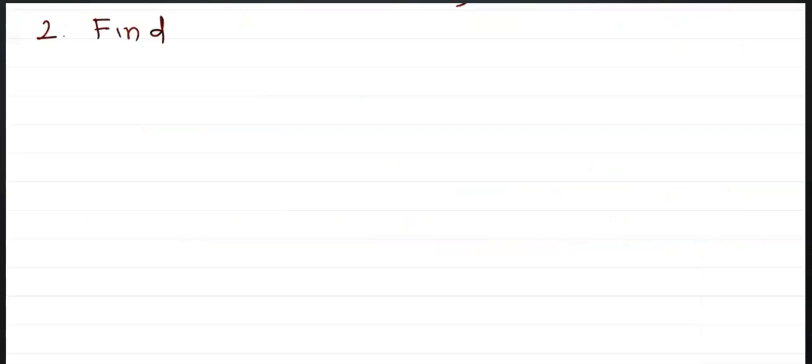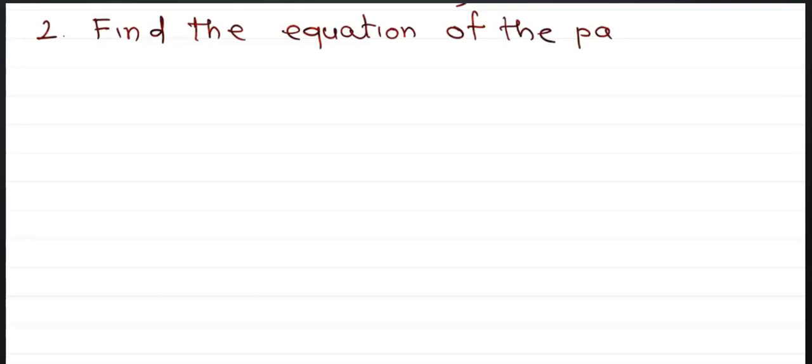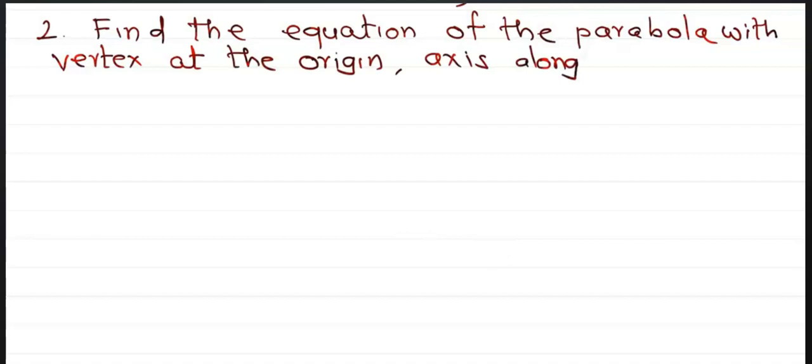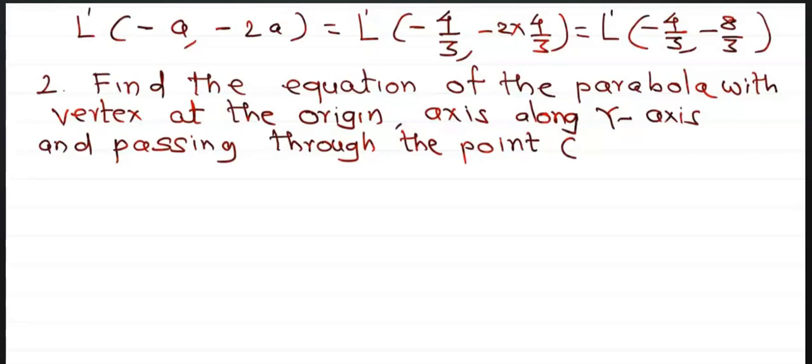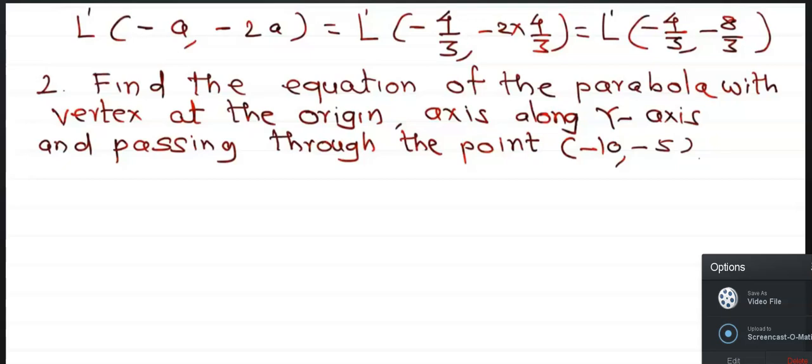Find the equation of the parabola with the vertex at the origin, axis along the y-axis, passing through the point minus 10, minus 5. Axis along the y-axis.